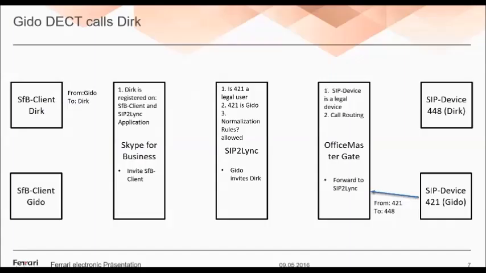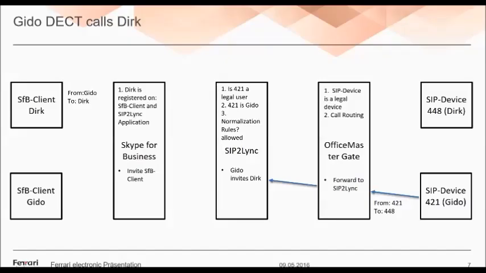Now the other direction: Guido, so the SIP device, is calling from number 421, the identity is 421, and he calls 448. The Office Master Gate just sees the rule, okay, this is a DECT call, it comes from a registered device, and the next intelligence step here is to escalate the call to SIP2LYNC. SIP2LYNC is looking: is 421 a legal licensed user, and which identity has this user? So 421 is Guido, Guido at my domain.